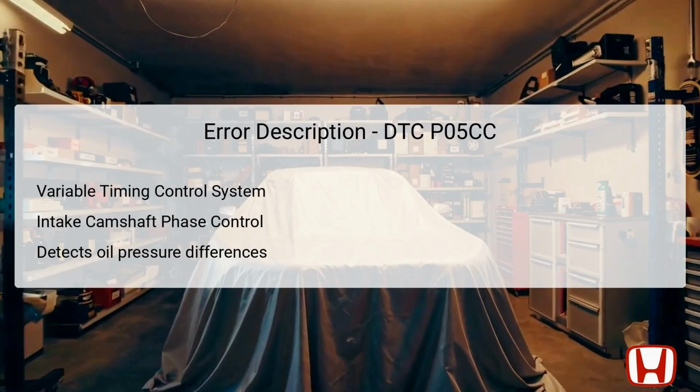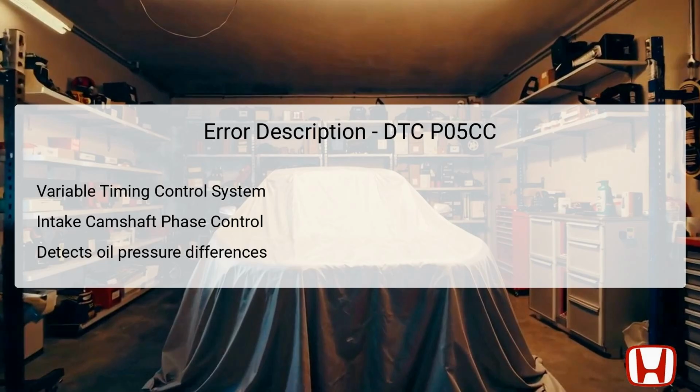The error described by DTC P05CC involves the variable timing control, VTC system, specifically focusing on the A phase control. The VTC system manages the timing of the intake camshaft to enhance engine efficiency and performance. If the PCM, or powertrain control module, detects a significant difference between the commanded phase and the actual phase of the intake camshaft, it registers this anomaly as DTC P05CC.